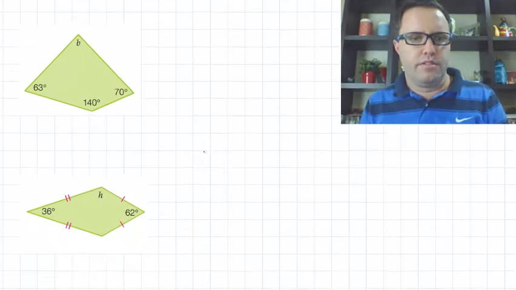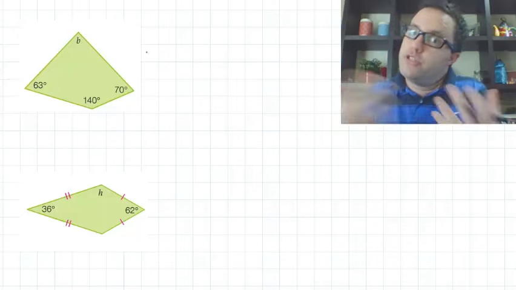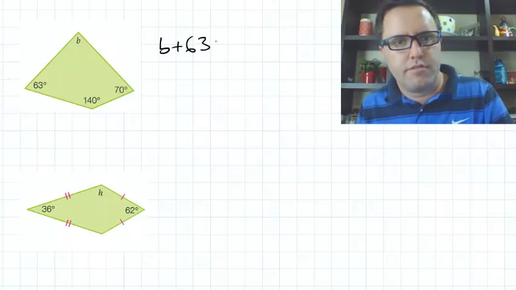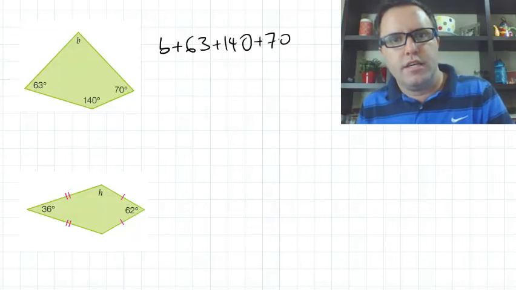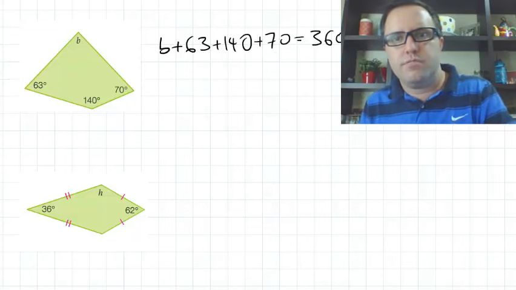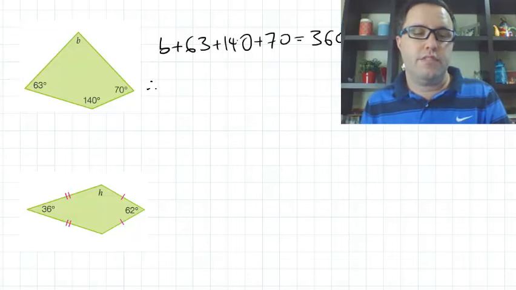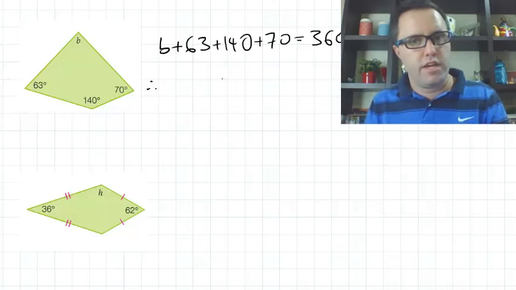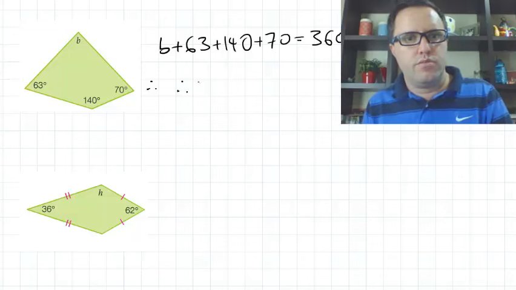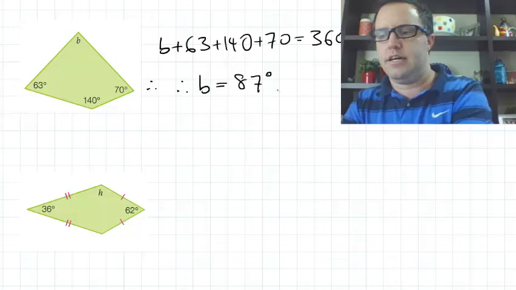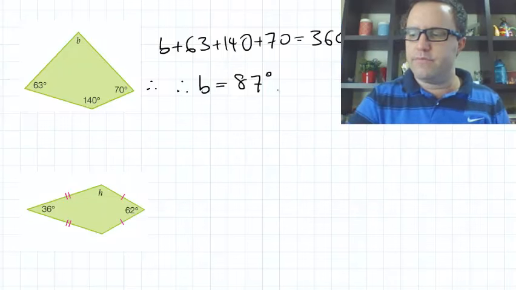Okay, we've just got a random quadrilateral here, and as you know, a quadrilateral's internal angles add to 360. So we say B plus 63 plus 140 plus 70 is equal to 360 degrees because of the quadrilateral rule. Therefore, 140 and 70 is 210, plus 63 is 273. So therefore, B is equal to 87 degrees. Just better double check that. If I'm wrong, tell me.